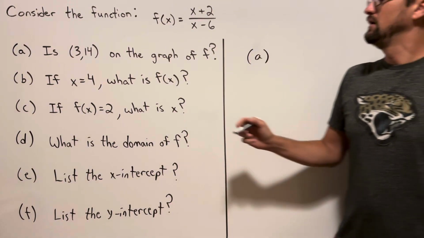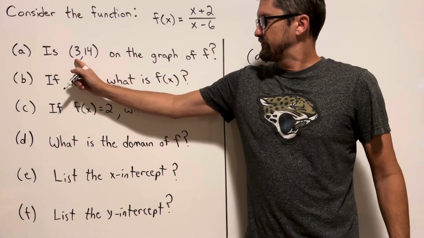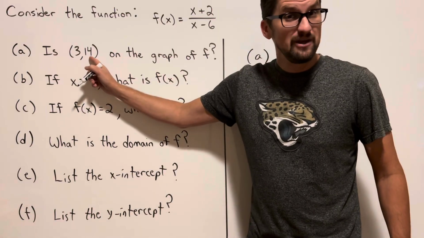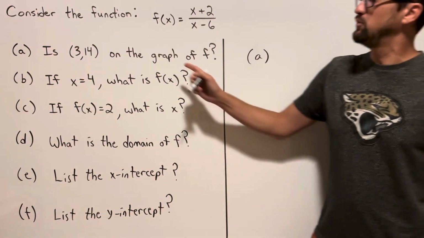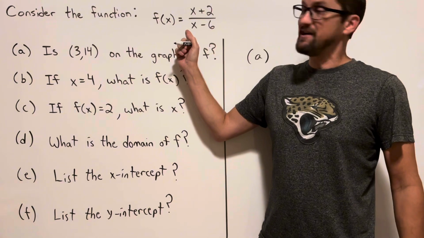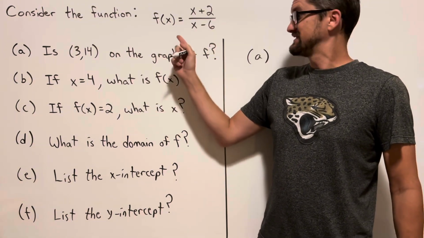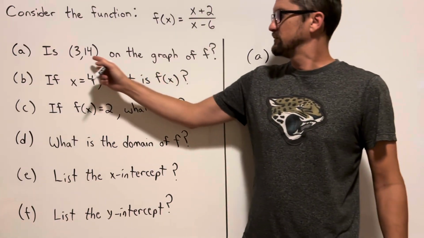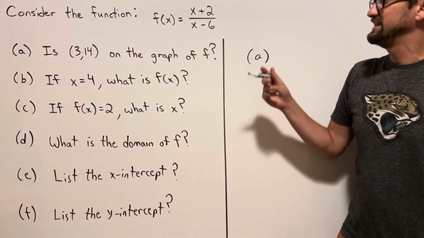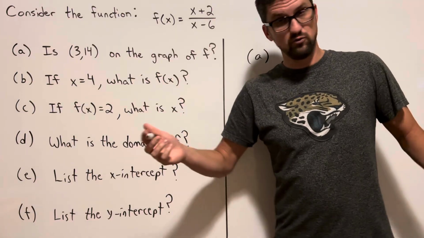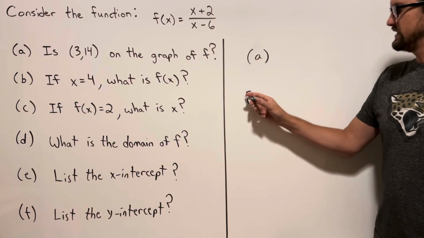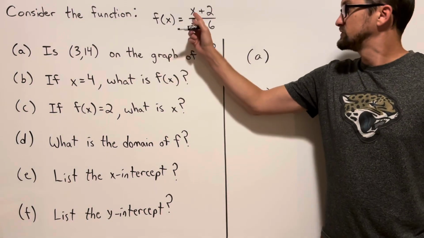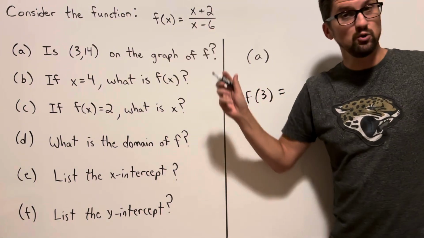Part A. Now for an ordered pair, the first number there, that's the x value, and then 14 is going to be the y value. So if this point is on the graph of f, then it needs to satisfy this. Now the f of x is the same thing as y, so what we're going to do is plug 3 into the x and see if the function gives us 14. Alright, so we're going to plug in 3 into the function. So we're just going to replace these x's right here with 3's.